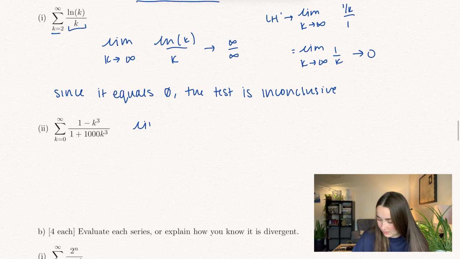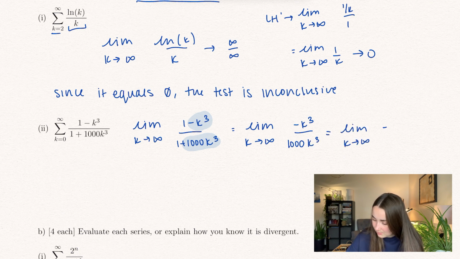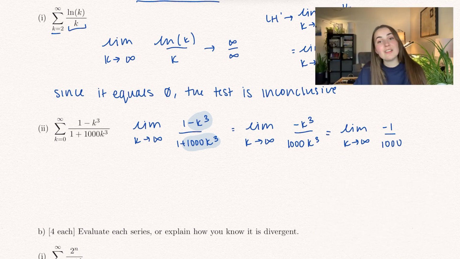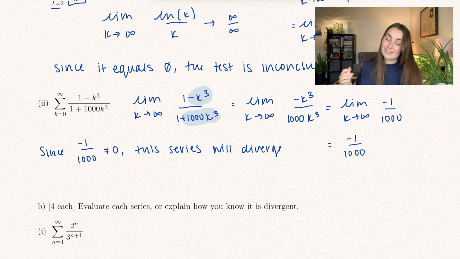Let's go and try this other one. We're going to take the limit as k approaches infinity of 1 minus k cubed divided by 1 plus 1,000 k cubed. Since this is a limit at infinity, you can just take the highest powers with their coefficients. So here this is equal to the limit as k approaches infinity of negative k cubed divided by 1,000 k cubed, which we can simplify. That's just going to be negative 1 over 1,000. And the limit of a constant is just equal to that constant, so negative 1 over 1,000. This is not equal to 0. That tells us that the series is going to diverge.